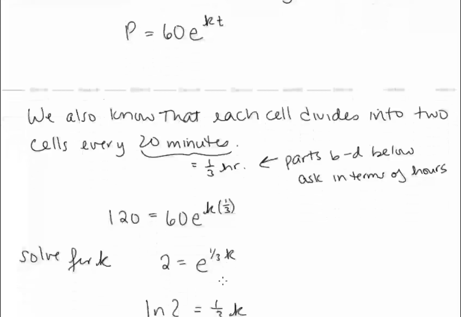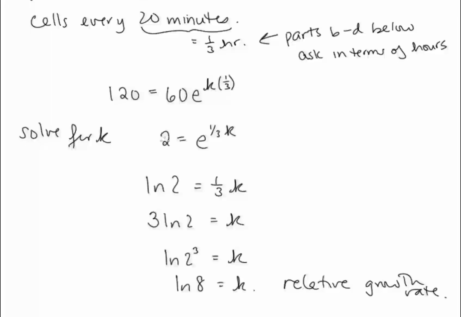Now we can solve for k. We first simplify by dividing both sides by 60, and then take the natural log of both sides. So we get ln 2 is equal to ln of e to the 1/3 k, which simplifies to 1/3 k. Multiply both sides by 3, and now we have k. K is equal to 3 ln 2, or using a law of logarithms, we can bring this up and make this ln of 8. K is equal to ln 8, and that is the relative growth rate.